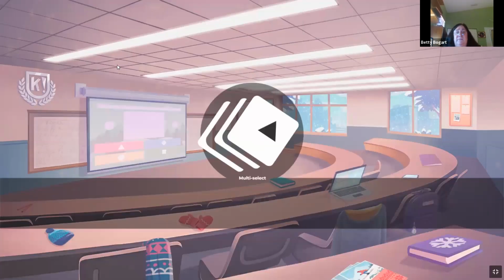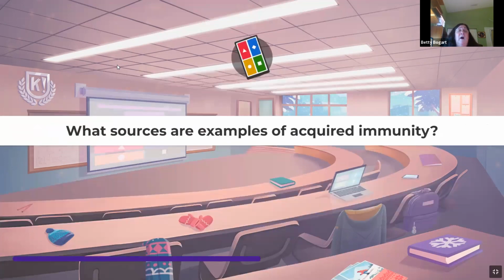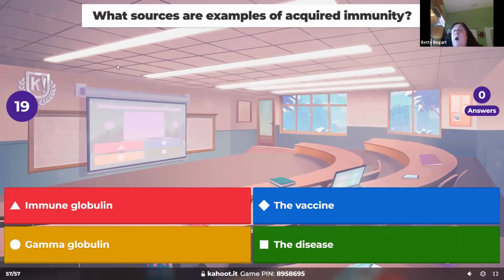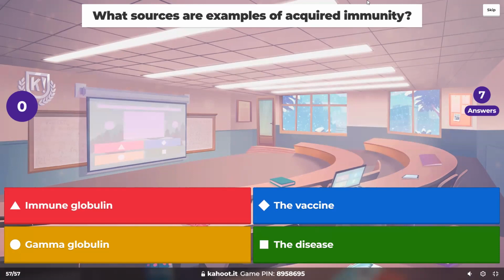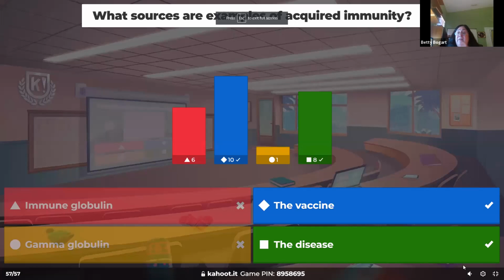And last question, of course, a multi. What sources are examples of an acquired immunity? So you're born and you don't have immunity to certain diseases. How can I make my body immune to them, or with least chances of getting it? And that is when you have the vaccine or you get the disease. The IVIG is an immunoglobulin, no, and the gamma globulin, same thing. It's the vaccine or the disease.